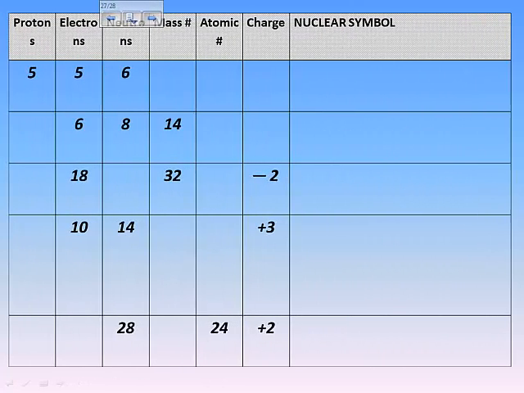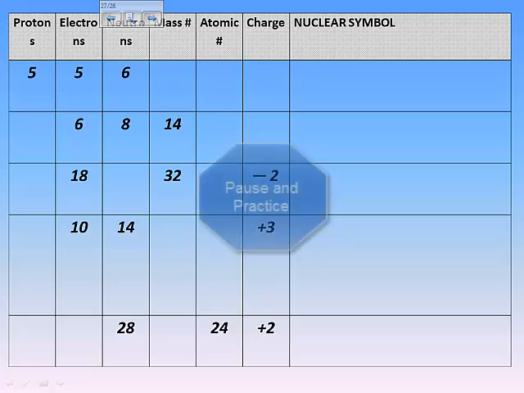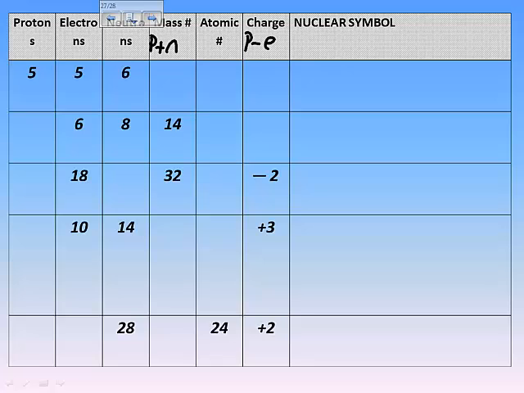So given the definitions and the knowledge you have now, you should be able to fill this chart out. I want you to go ahead and pause this and see how much you can do on your own. Okay, remember mass number was protons plus neutrons. And charge compares the protons to the electrons. Now, the atomic number is the number of protons. We're given our protons, this first line, that's 5, so our atomic number is 5. Then we have protons plus neutrons, 5 plus 6, that's 11. And then we have the charge, protons minus electrons, 5 minus 5, and that becomes 0, no charge.